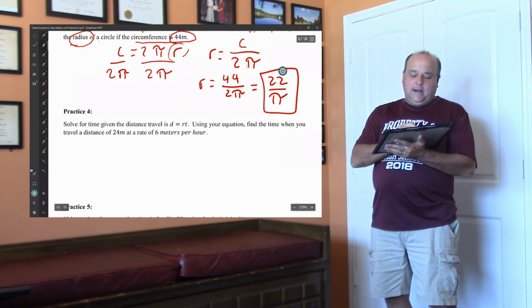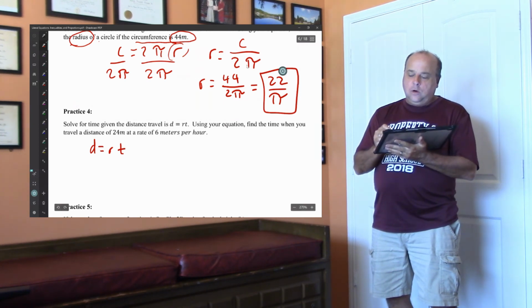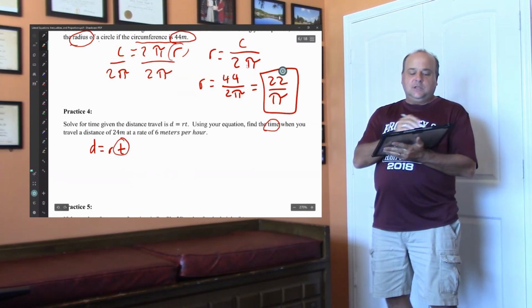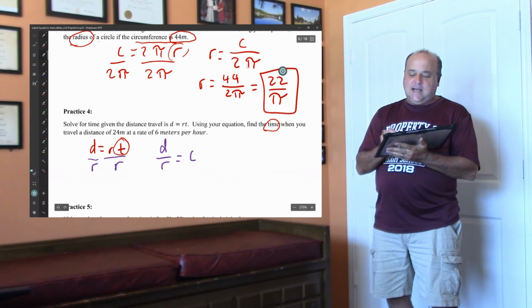Okay, on the next one, write down d equals rt. And we want to find the time when you travel a distance. So we're going to solve this for t. To solve this for t, we're going to divide both sides by r. So distance over rate equals time.